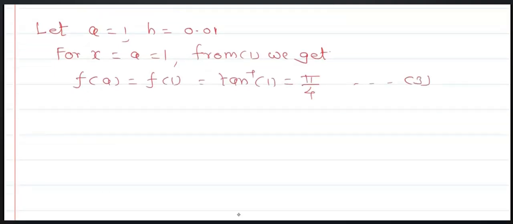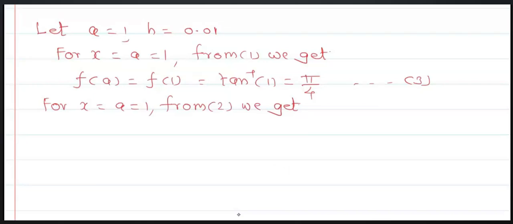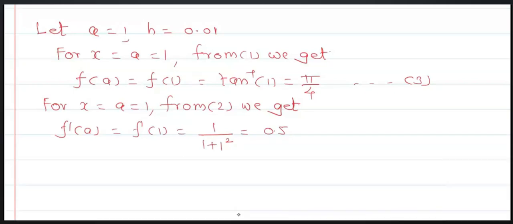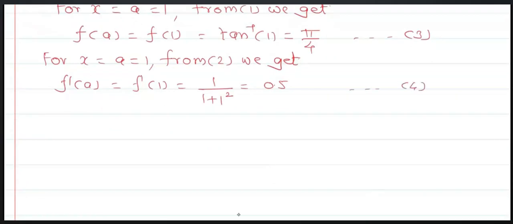From 1 we get f of 1 is equal to f of a is equal to tan inverse of 1. What is the tan inverse of 1? It is pi by 4. For x is equal to a is equal to 1, from 2 we get f dash of a is equal to f dash of 1. That is 1 upon, the derivative of tan inverse of x is 1 upon 1 plus x square. That's why it is 1 upon 1 square.